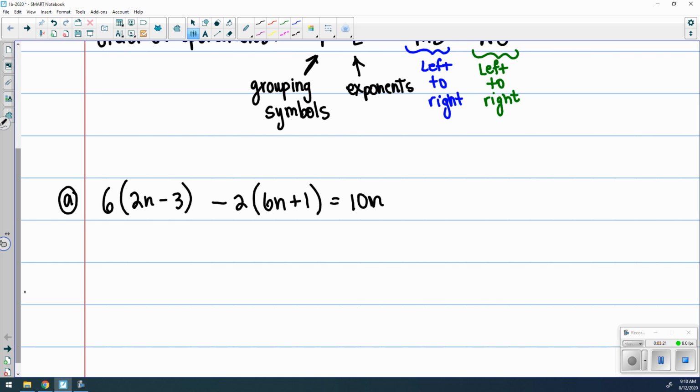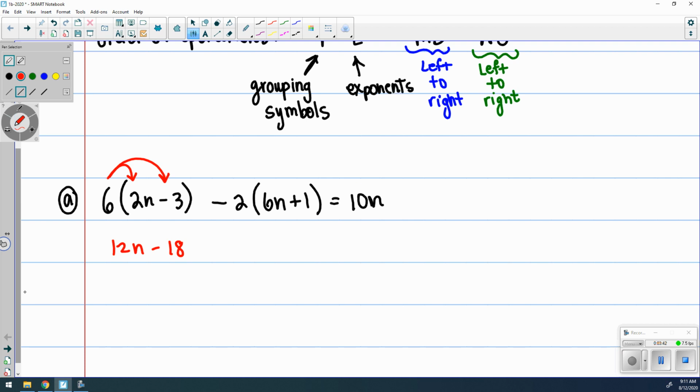Inside 2n minus 3, I can't do anything there. 6n plus 1, nope, I can't add this, can't do anything there. So next up, we'll just eliminate the grouping symbols by using the distributive property. So what I'll do is distribute in the 6 right here. That gives me 12n minus 18. And then we're going to have to be kind of careful over here. This is a negative 2. Really, think of that as negative 2.